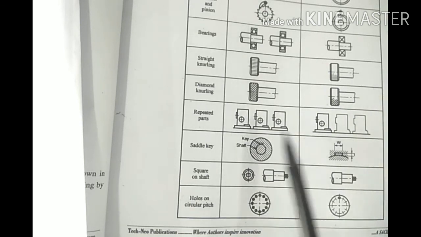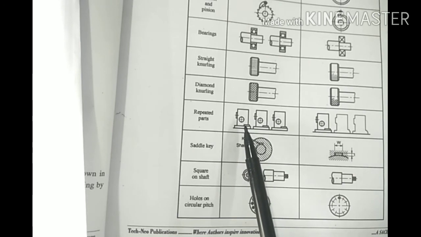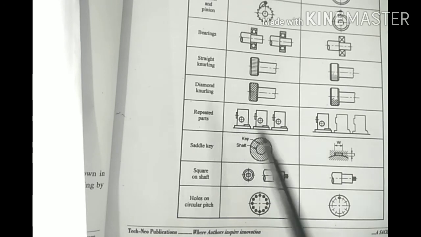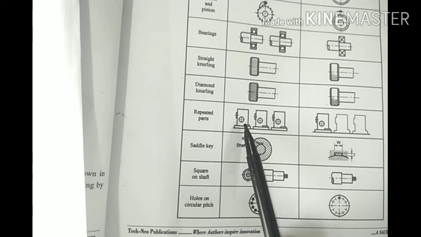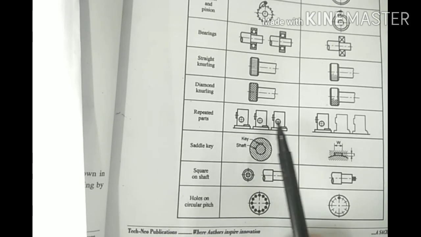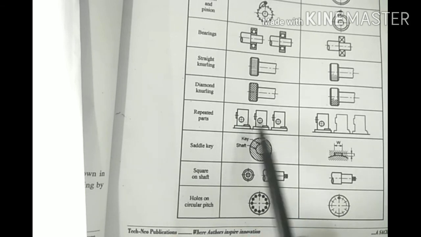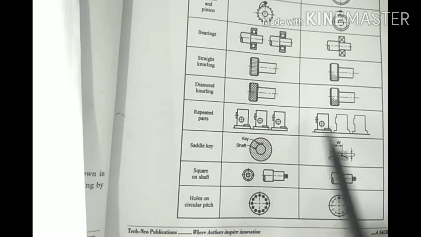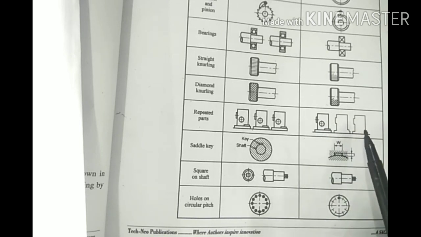And if the knurling is diamond shape, it is actually crossed, and conventionally you can represent it like this. Then repeated parts. In a drawing, we have to draw many parts that are repeated or identical. If you are making three identical parts, actually you would have to make three drawings, but conventionally you make one complete drawing, and the others are just a boundary or outline.